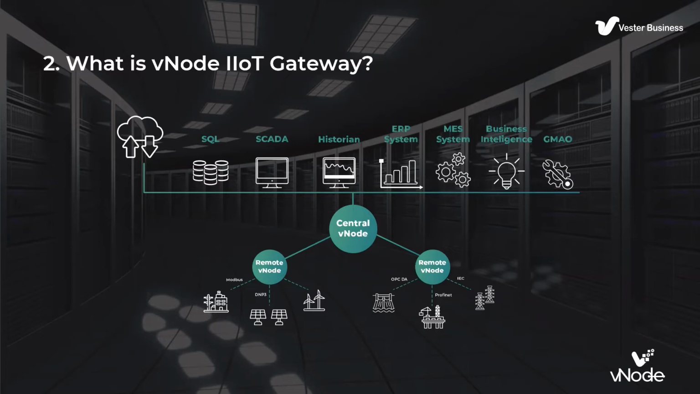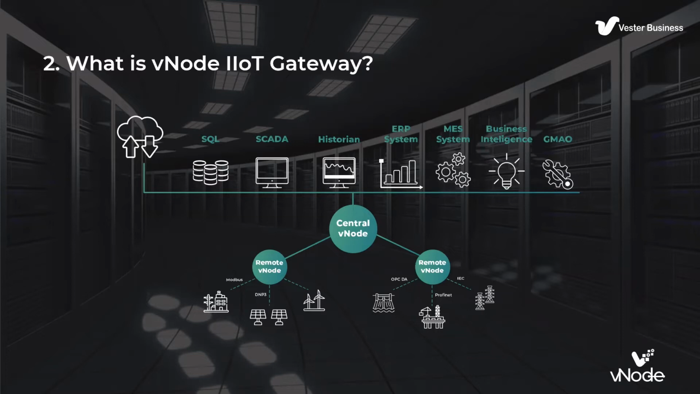So in this case, you can set a vNode instance in one of these remote sites, and this instance is called remote vNode. The remote vNode will be collecting the data from this site by every protocol, for example, Modbus, DNP3, OPC UA, DNM, and many others. After that, every remote vNode in every site will be delivering the data to the central vNode.